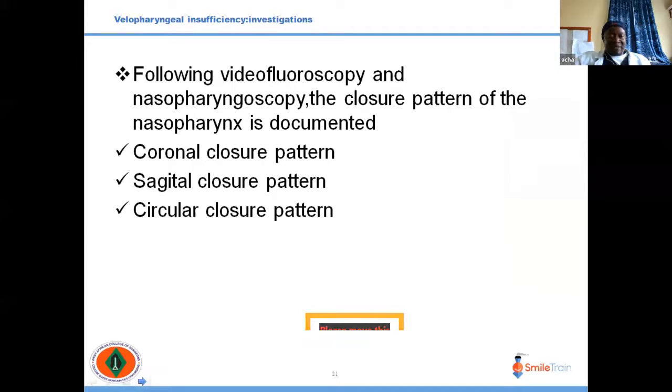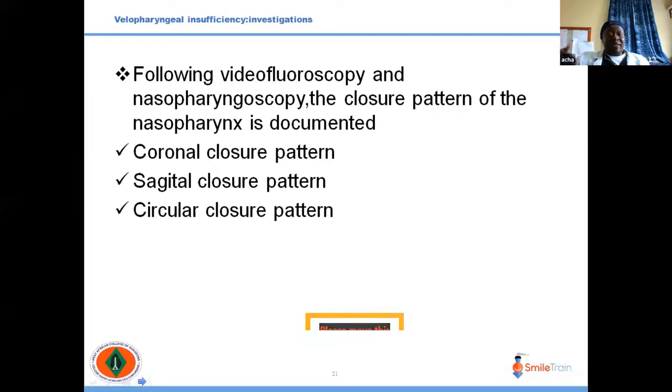After you have documented this, after you have carried out these tests, you and the speech and language pathologist can now come up with a plan on how to correct the velopharyngeal insufficiency. You could decide that the speech and language pathologist will work with the patient on proper pronunciation of those parts of speech that are affected. Because you must remember that even after you have corrected the cleft palate, you don't correct the pattern of contraction, you don't correct the nerve supply.